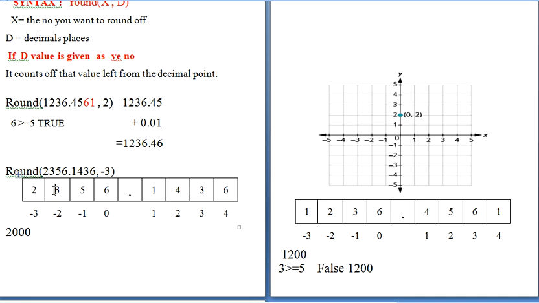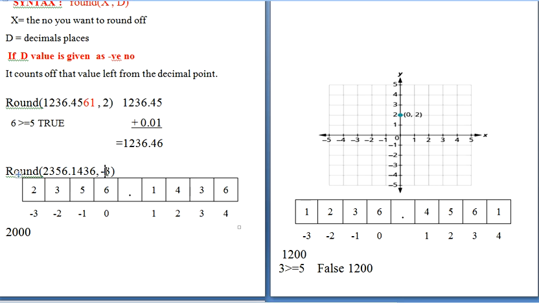So what is the number we have to truncate? This number we have to truncate. Which is the first digit of this number? 3. Check the status: is 3 greater than or equal to 5? No. So what will it generate? 2000. Nothing is added to that. So simply it will generate 2000. I hope this is clear.